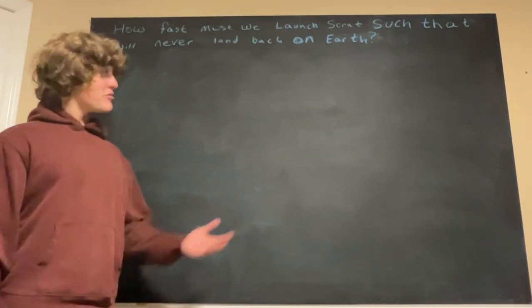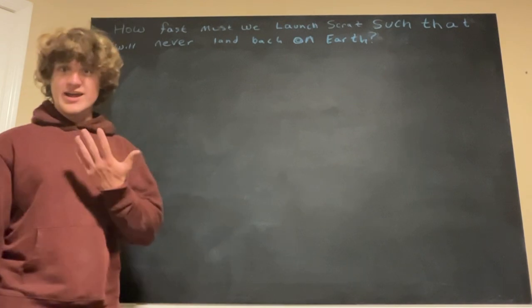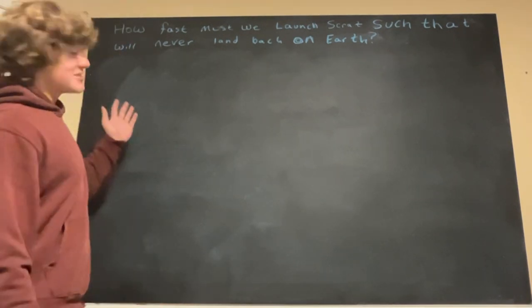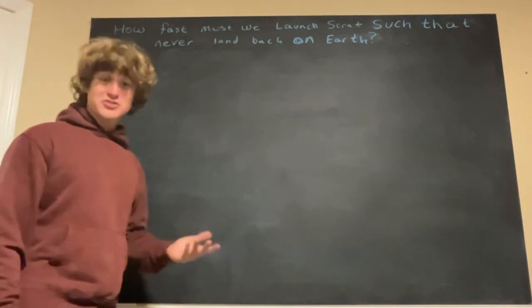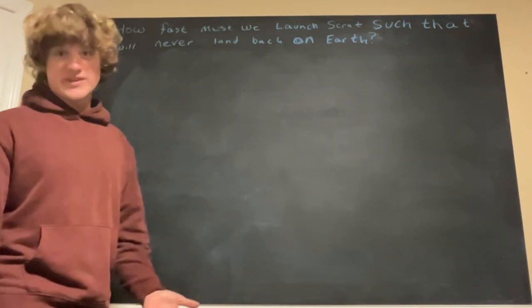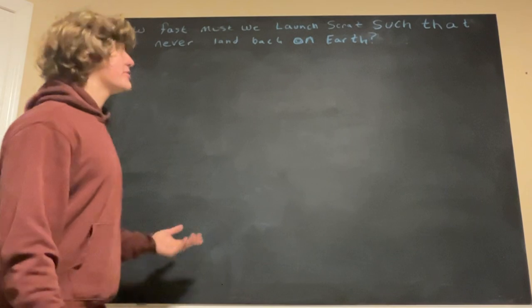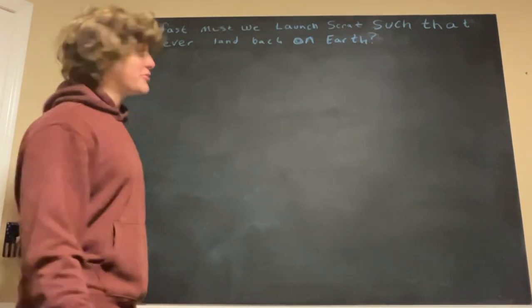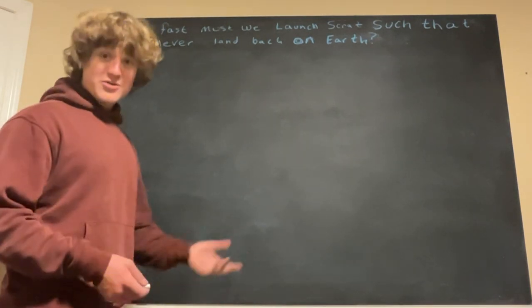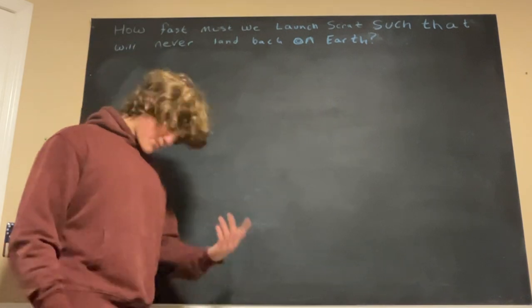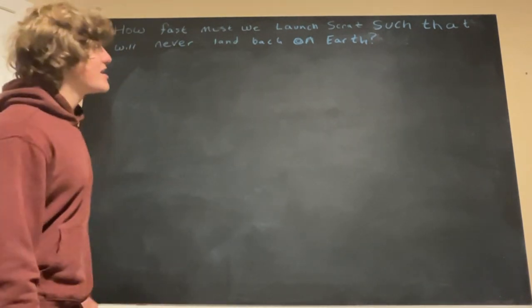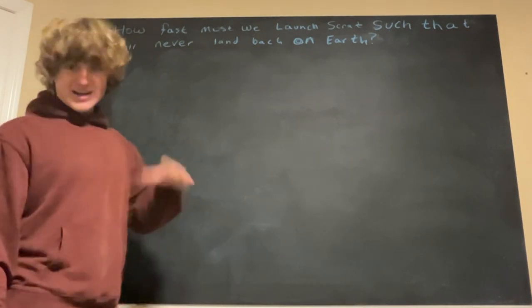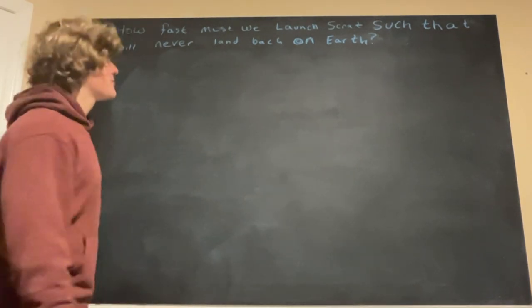In this video, I'm working on a blackboard, and I have a face reveal. So, the question today is, how fast must we launch Scrat, the squirrel from Ice Age, such that he will never touch down back on Earth? He's going for the acorn, he's running up to it, and then boom, some lever or explosion launches him right up into the air, and he has just enough energy that he never comes back down to Earth.